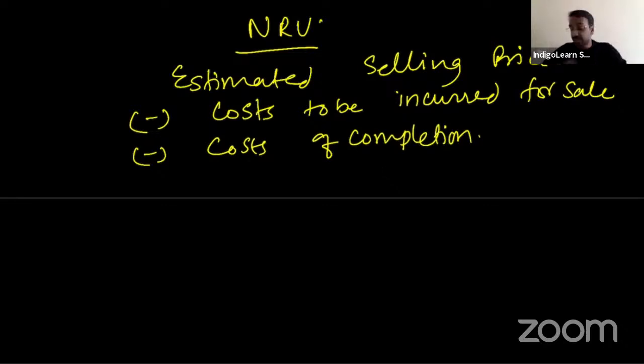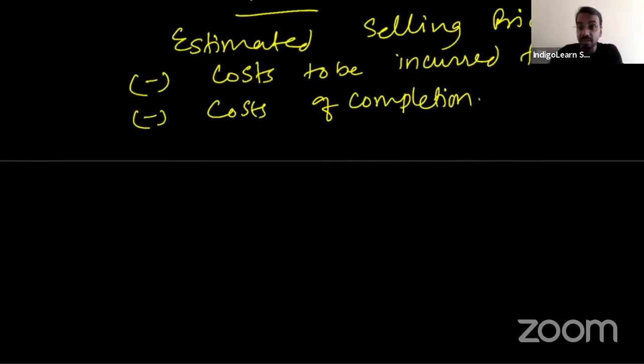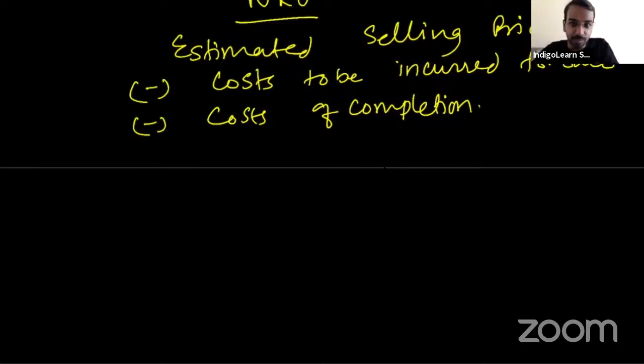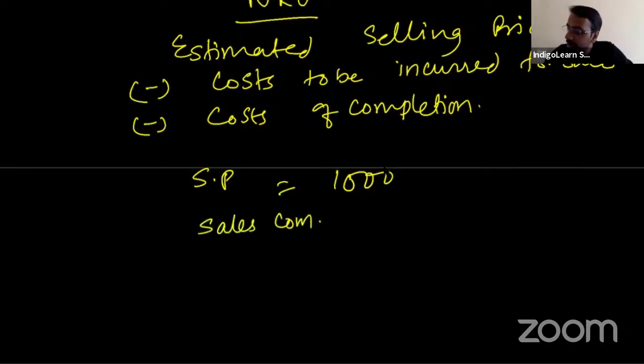Let us say we have certain goods which are lying with us, which are still half completed, they are not yet fully completed, and we want to compute the NRV. First thing we need to do is, what will be the estimated selling price of the finished product? So let us say estimated selling price comes to 1000. Then you have to see what is the cost that you will incur to complete the sale. Maybe you will incur some sales commission. Let us say sales commission of 5%. So you will pay 50 as sales commission.